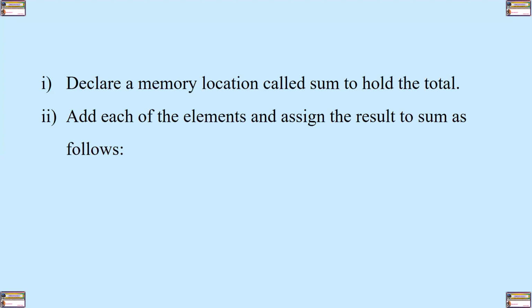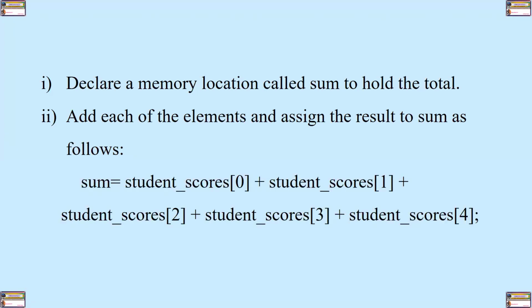One, of course, you need to declare memory, that is, we are calling sum, which will hold the total. Then we take each of the elements and assign the result to sum as follows. The first element is student scores 0 plus student scores 1 plus. The only difference between this expression, my dear students, and the rest of the statements, is purely the issue of including the array name and the subscript.